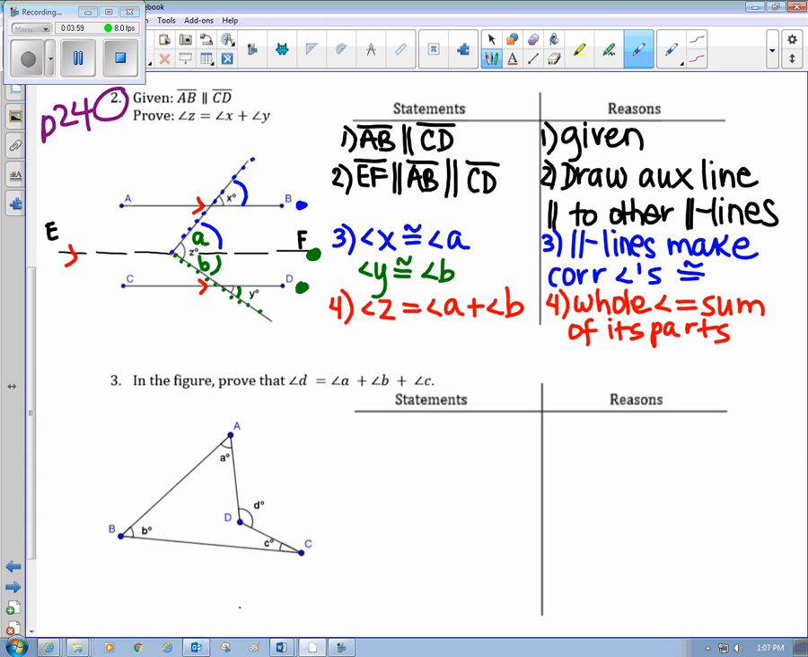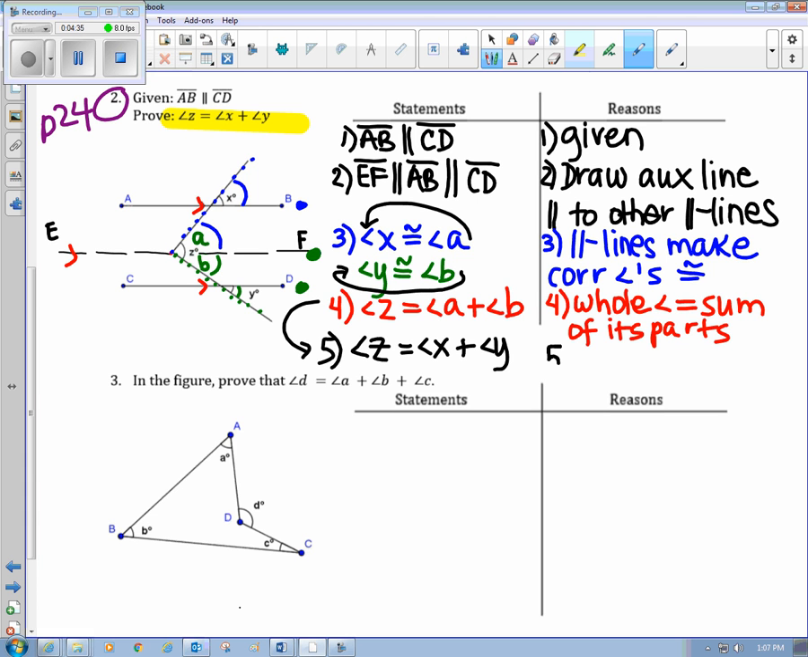But remember, if we look back at our proof line, we didn't want to know that angle Z was equal to angle A plus angle B. We wanted to know that it's equal to angle X plus angle Y. So if I take line 4 and I do a substitution, I can say that angle Z is equal to not necessarily angle A, but because this tells me that angle A is equal to angle X, I can substitute X in for A, plus angle B, which I know is really equal to angle Y, and I am able to go through that substitution and actually finish my proof.